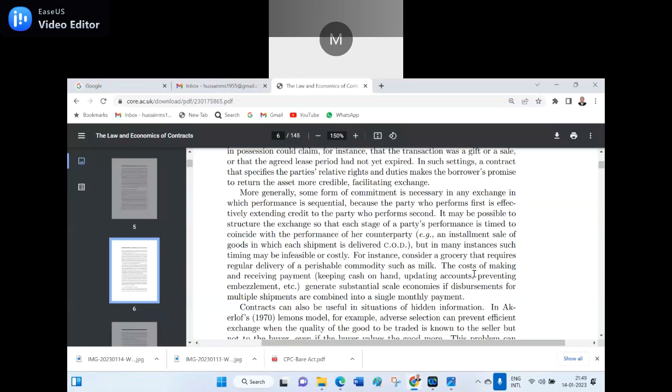Grocery where the provisions should be sold. Even the milk, either fresh milk. So in many instances, a grocery requires a regular delivery of a perishable commodity such as milk. When they are selling milk, they are not supposed to sell stale milk. If the stale milk is sold, it will split.